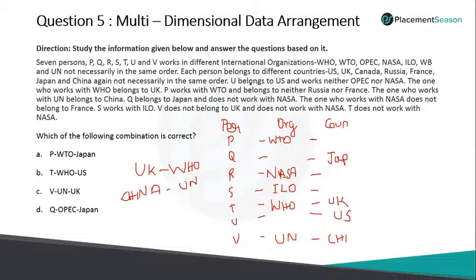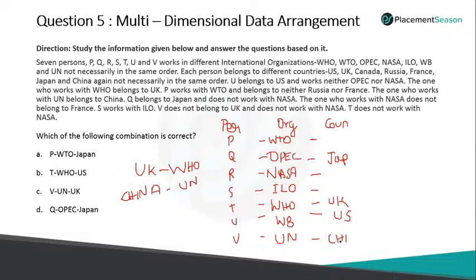Then U, there is a condition given, right? Yes. U belongs to US and works neither for OPEC nor NASA. Here we are left with 2 organizations, OPEC and WB. So OPEC cannot be for U, so the only possibility is WB. In this case, we have all 6 organizations. The left out one is OPEC, which will be in Q. Right.